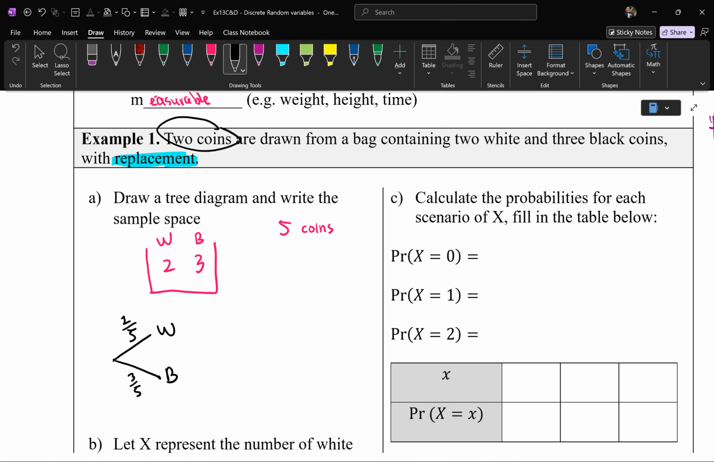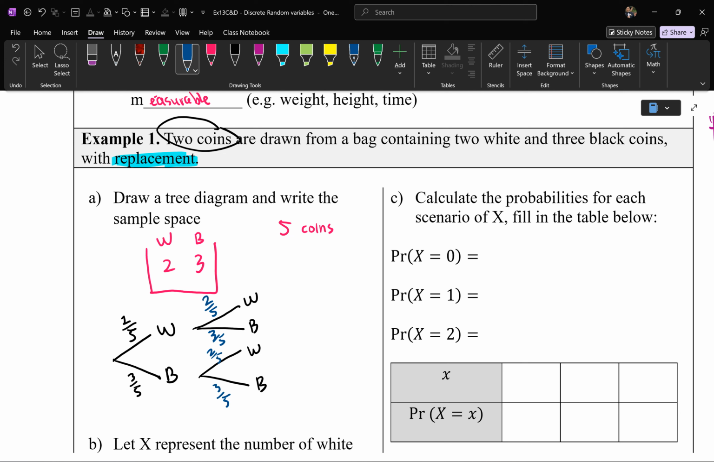Then I say, all right, well, that was the chance of getting my first draw, but remember it says replacement. So after I take it out, I still put it back in. So if I've taken a coin out, there's meant to be 4 left, but with replacement means I put it back in. So I should have 5 coins left over still. So therefore, in my next go, I can either get again white or black, depending on what my first go was. And the data is still the same. I still get 2 out of 5 for white. I still get 3 out of 5 for black.